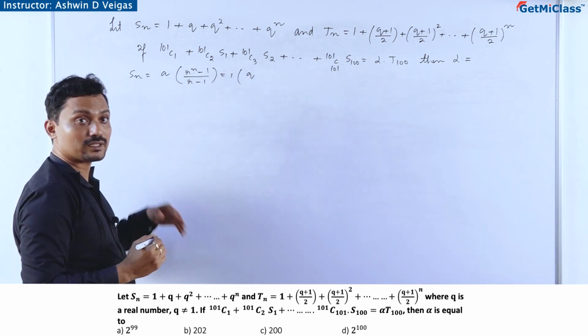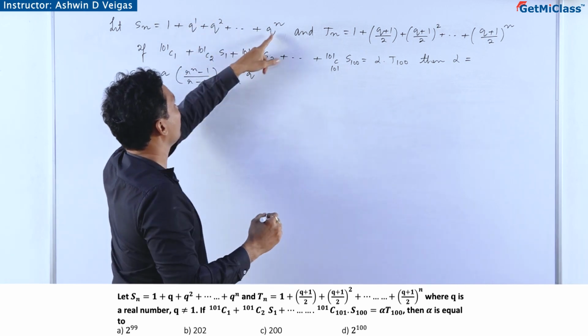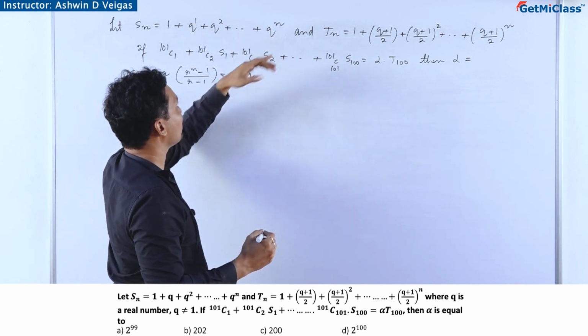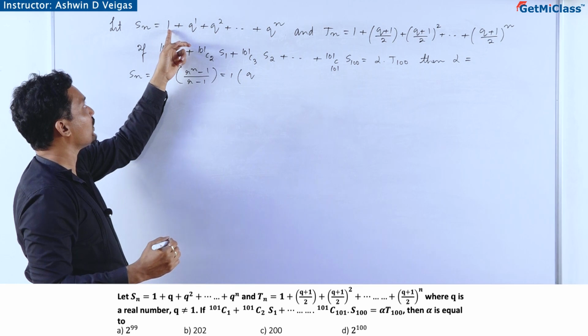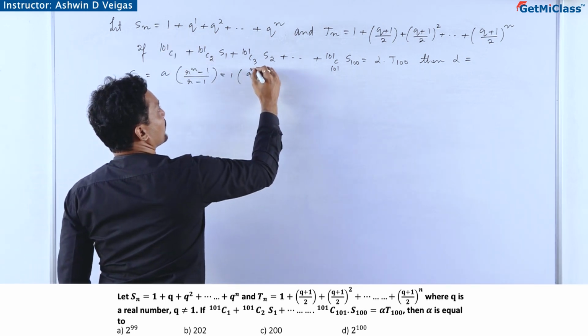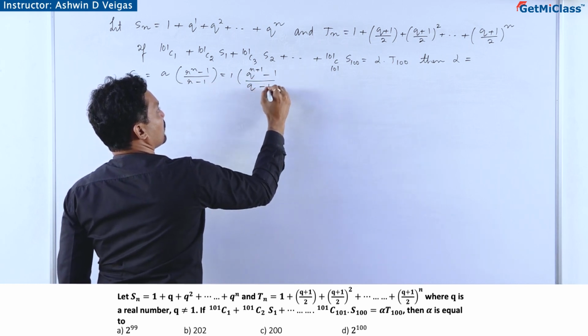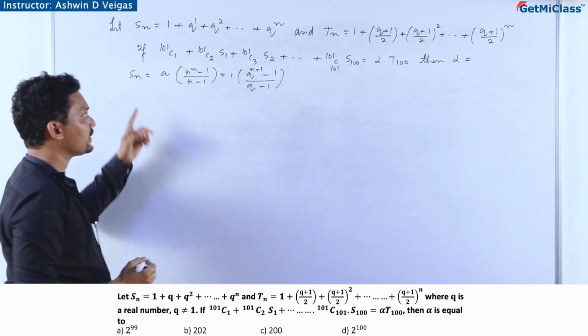And n is the number of terms. Actually the number of terms is n plus 1, because if you look from q power 1 to q power n, from 1 to n there are n terms and another 1 term is there. So total terms are n plus 1. So it is q power n plus 1 minus 1 divided by r minus 1, which is again q minus 1. So this is Sn.